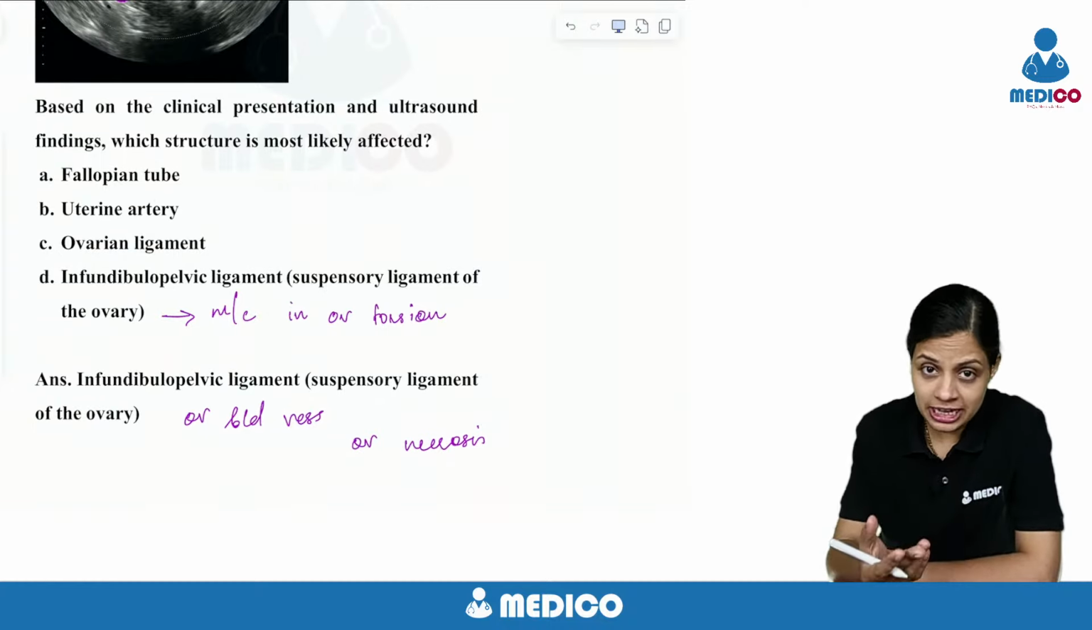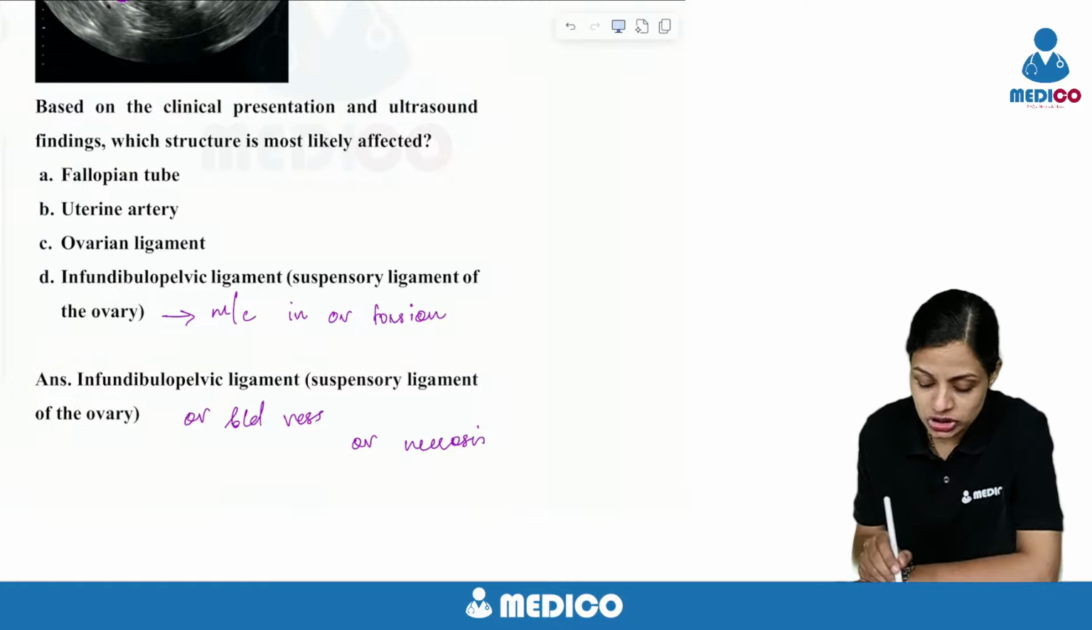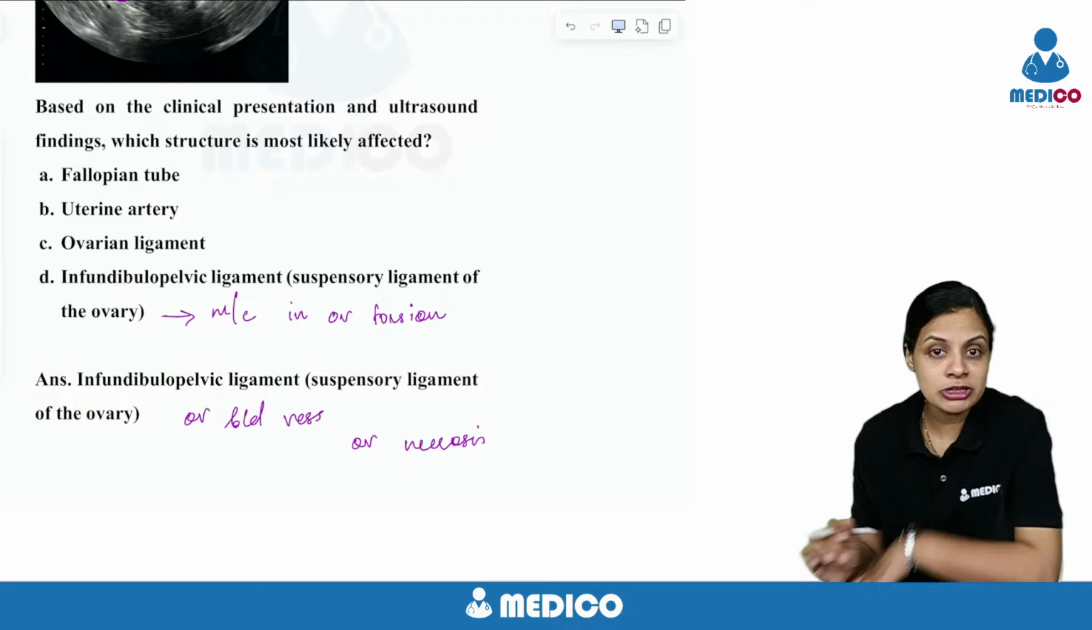Fallopian tube, yes, it can be involved, but the more common one is the infundibulopelvic ligament, also known as the suspensory ligament of the ovary.